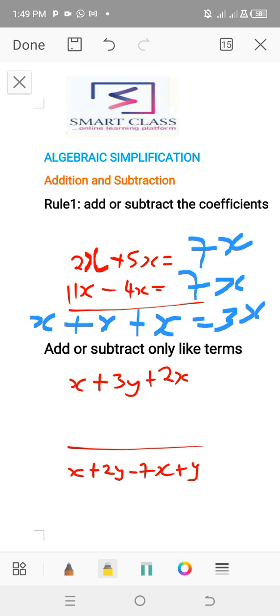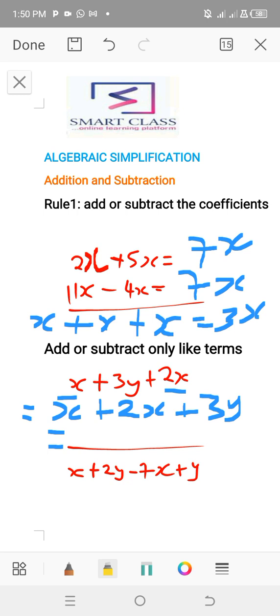So let's take examples on this. x plus 3y plus 2x. You see that we have only two like terms here, this and this. So you add those two. You can rearrange by bringing like terms closer. So you have x plus 2x plus 3y, and the final answer will give you x plus 2x is 3x, so that will be 3x plus 3y. So that's the final answer.